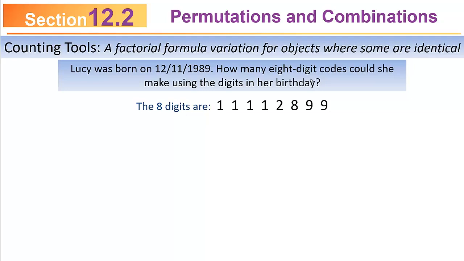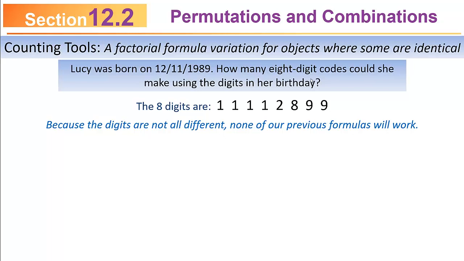So those are the 8 digits that you're supposed to be using, and we want to know how many 8-digit codes can you make using those 8 digits. This is a little different than anything we've done before, because when we were putting things in order, the things were different. Like there were different books or different people, but this time all 4 of those 1s are really the same, and then those 2 9s are the same. So we need a different formula.